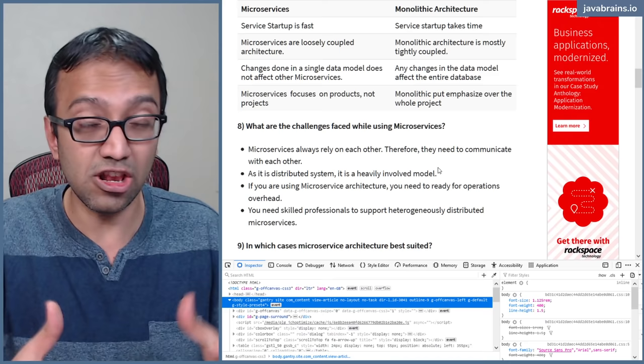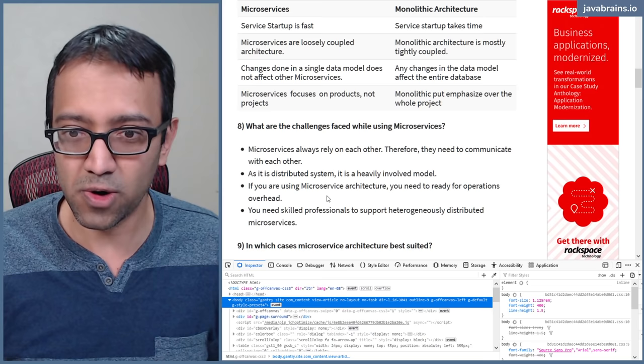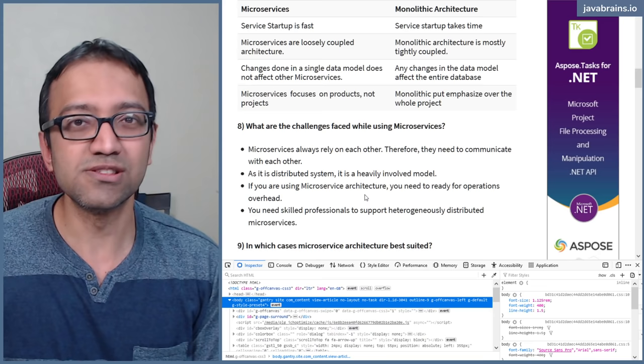It takes a lot because there are more systems in place. So more monitoring, more tracking and all that. If you're using microservice architecture, you need to be ready for operations overhead. I think this is true. There is more operational overhead, especially if you're not using the tools properly.